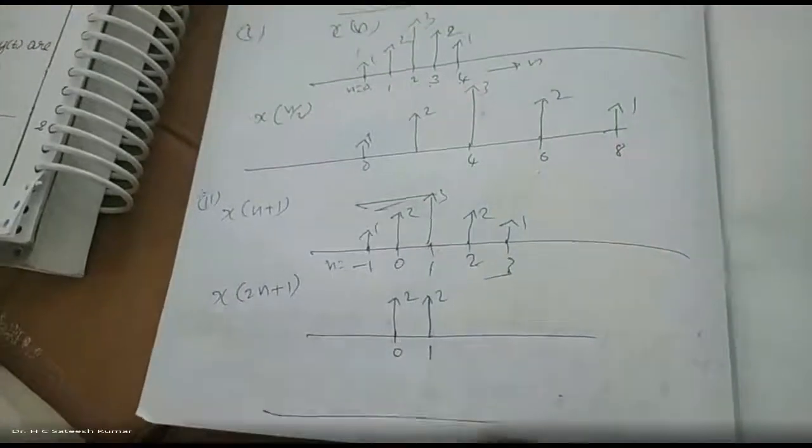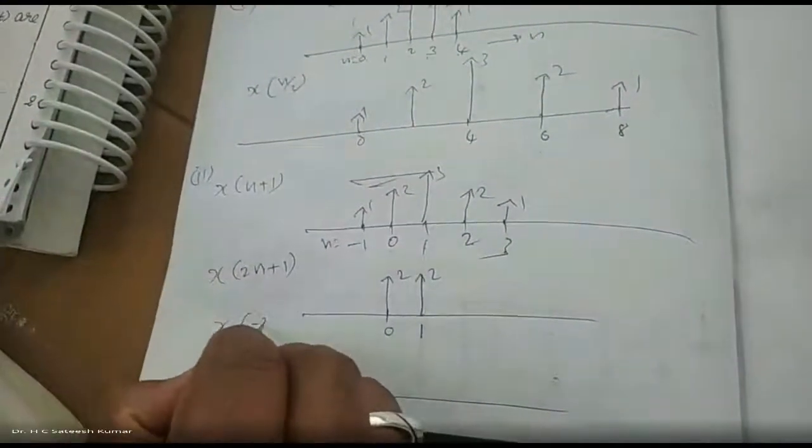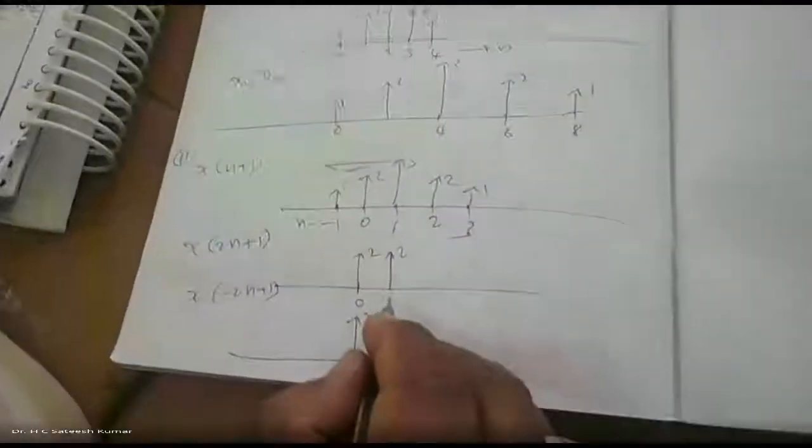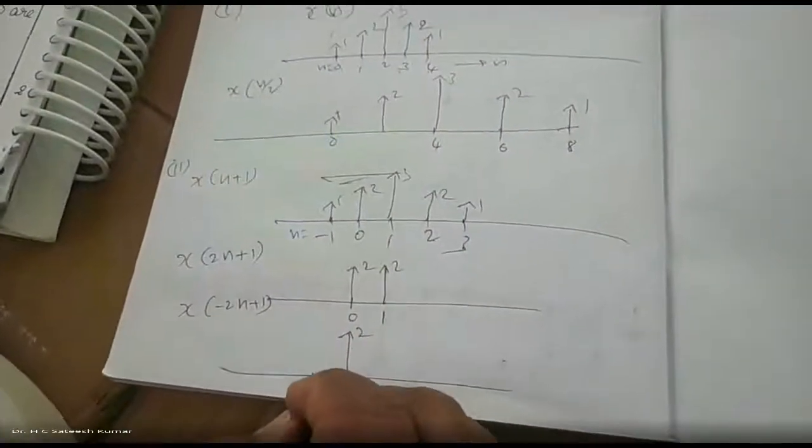Next is x of minus 2n plus 1. That is the question what he has asked. Minus 2n plus 1. So fold it. 0 will remain 0. At 0, its value is 2. At 1 will become minus 1. At minus 1, its value is 2.